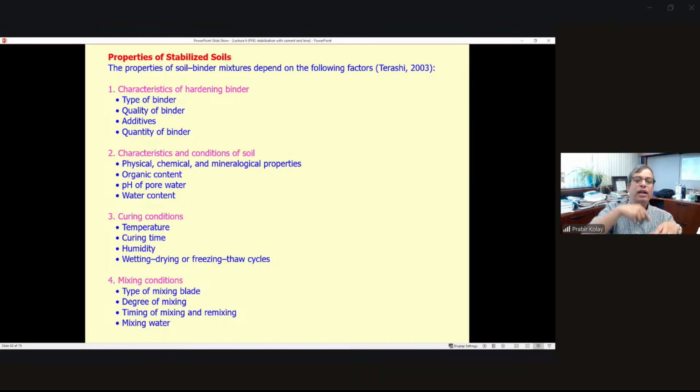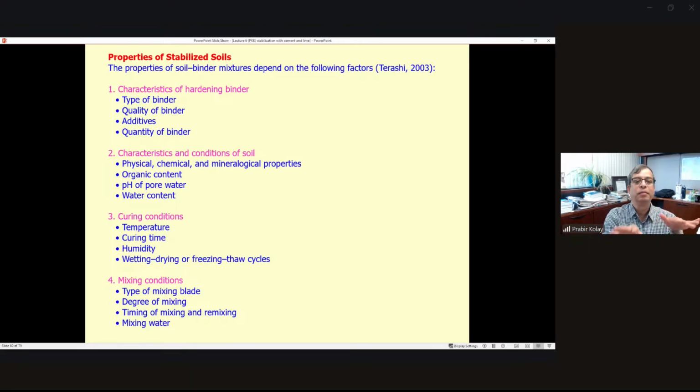Mixing conditions: how we are mixing the soils, using different types of mixing blades. There are different types. Degree of mixing, how much time you are spending for mixing. Sometimes if you wait too long, it will be a problem also, because the mellowing time should not reach the point when the reaction has already started. Then the time of mixing and remixing, and how much mixing water you need. All these things you need to check before you go to the actual site for field mixing. You need to do the lab test first, and then go to the site.